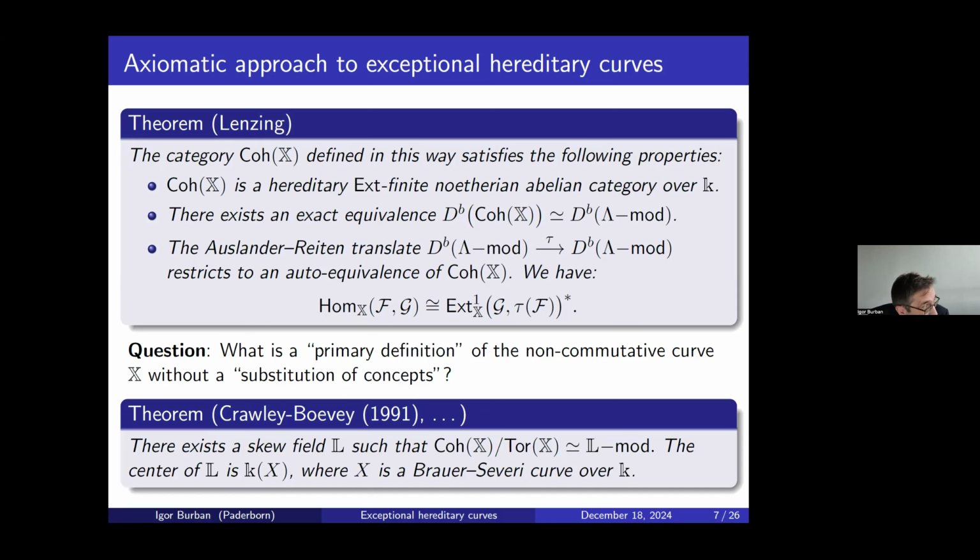And a hint that some geometry arises goes to the fact which says that if we take the subquotient of the category of coherent sheaves modulo the full subcategory of sheaves of finite length, then it is a semi-simple category, and it is a category of, well, actually vector spaces over some skew field L, which has a center, and its center is the field of rational functions of a curve of genus 0. So the first result of this form was obtained by Will Crawley-Boevey, but not in this way. So this result is kind of folklore.